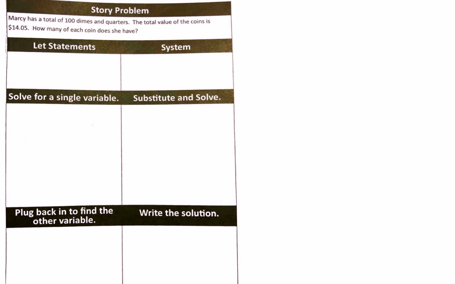So let me start with this one. It says Marcy has a total of 100 dimes and quarters. The total value of the coins is $14 and 5 cents. How many of each coin does she have? Well, we have to start by giving our variables a name. So let x stand for the dimes and y stand for quarters.